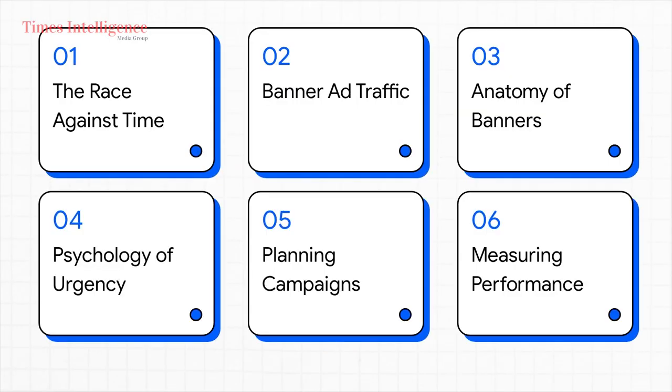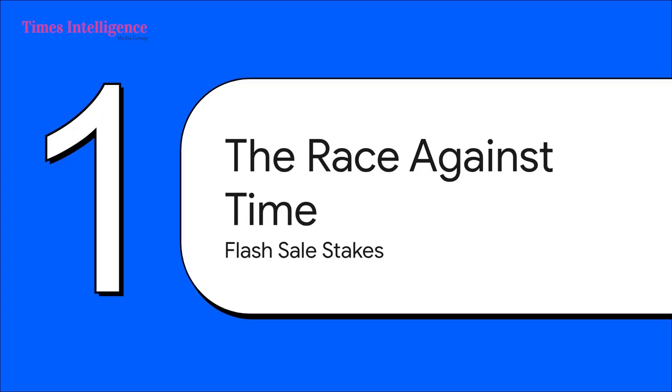Well, here is our masterclass roadmap to answer that. First, the race against time. 2. How banner ads drive traffic. 3. Anatomy of effective banners. 4. The psychology of urgency. 5. Planning your flash campaign. And finally, 6. Measuring and optimizing performance. Let's jump in. Starting off with Section 1, the race against time, establishing the stakes of these fast-moving events.